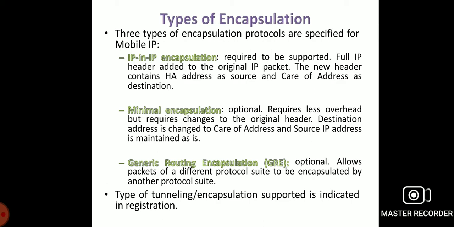And the second one is minimal encapsulation. It is optional. It requires less overhead but requires changes to the original header. The destination address is changed to the care-of address and the source IP address is maintained as it is. Generic routing encapsulation is also optional. It allows packets of one protocol suite to be encapsulated by another protocol suite. So the type of tunneling or encapsulation supported is indicated in the registration process.